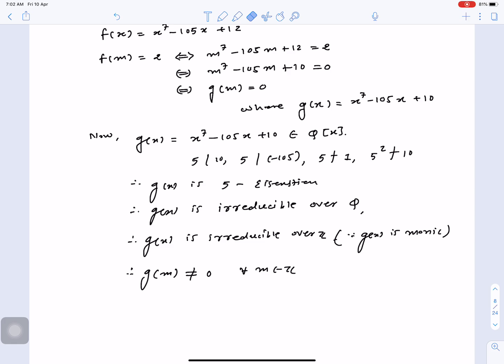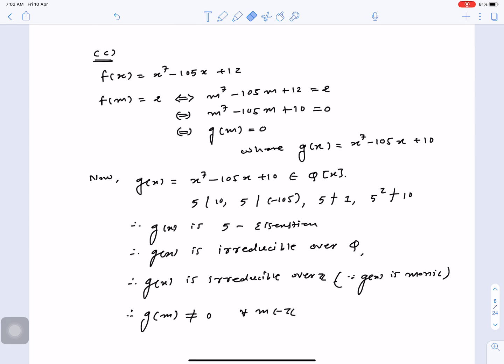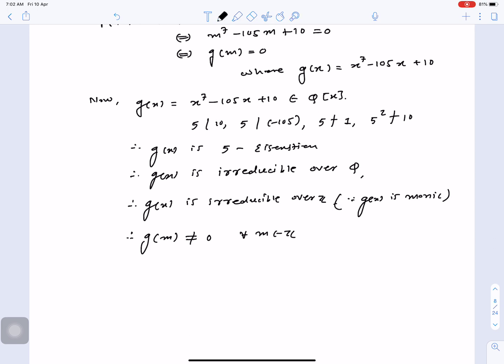And here we have proved f(m) is 2 only if g(m) is 0, and if g(m) is 0 then f(m) is 2. So the value of f(x) is 2 for some m if and only if the value of g is 0 for some m, but g(m) is never 0 for all m. So therefore f(m) is not equal to 2 for all m belongs to Z. So f(m) is never 2.